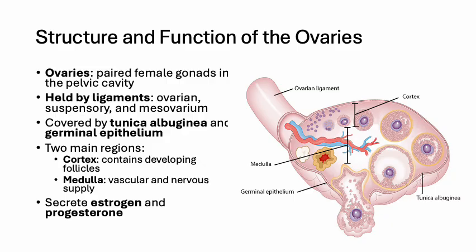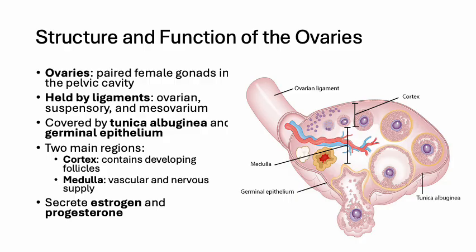The ovaries are the primary reproductive organs in females, responsible for producing both oocytes and sex hormones. Each ovary is held in place by a set of ligaments that anchor it to the uterus and pelvic wall. The surface is covered by a thin layer of germinal epithelium and a dense tunica albuginea beneath.